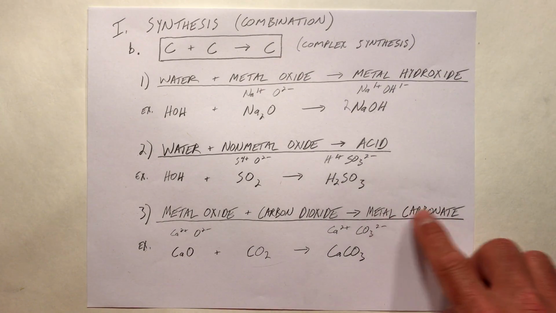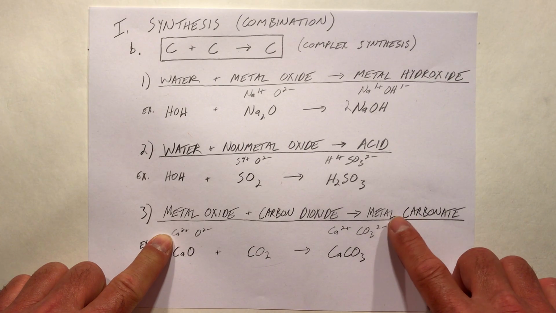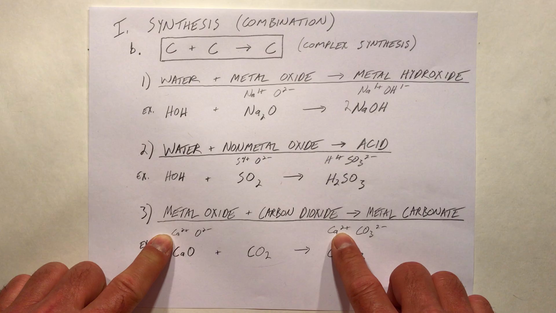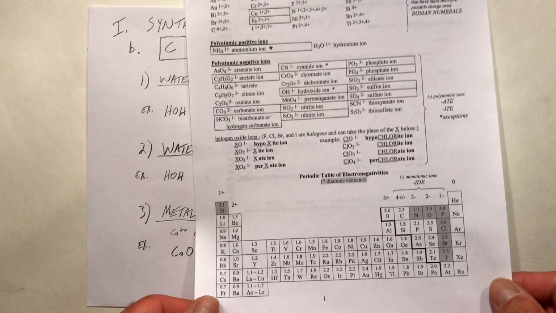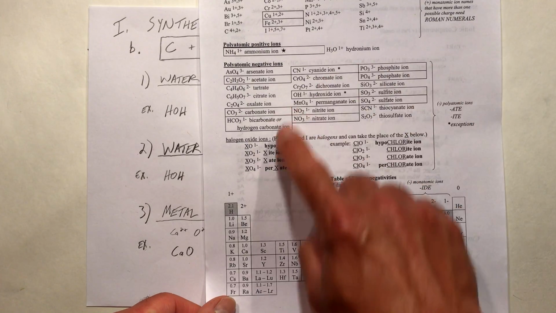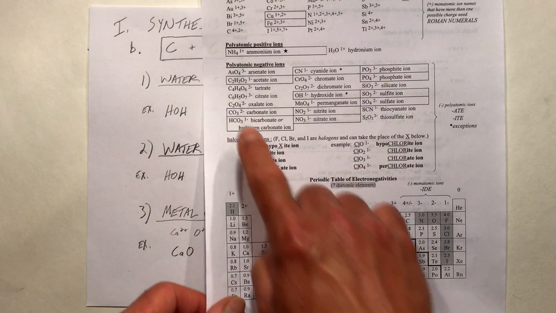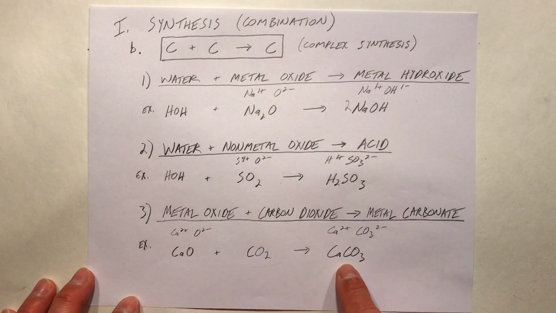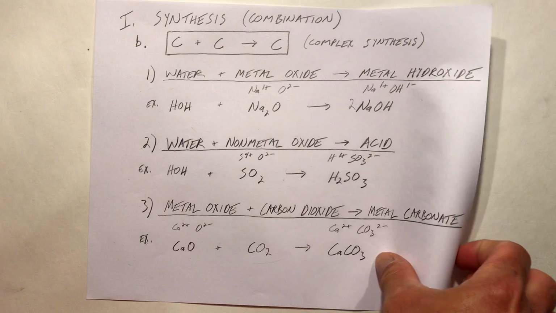All right, so this makes a metal carbonate. The same metal that we're using over here, in this case calcium, is the metal that we're going to use over here in the metal carbonate. So we're using Ca2+. And then for the formula for the carbonate ion, we have to go to the ion sheet, look where the ites and the ates are, and we can see that carbonate's listed right here. It's CO3 2-. So when we crisscross Ca2+ and CO3 2-, we get this formula. All right, so that's it for synthesis.